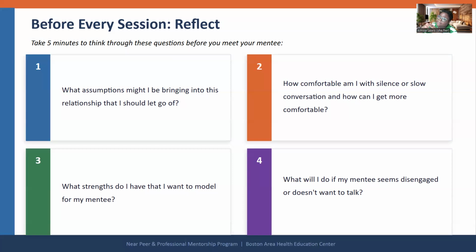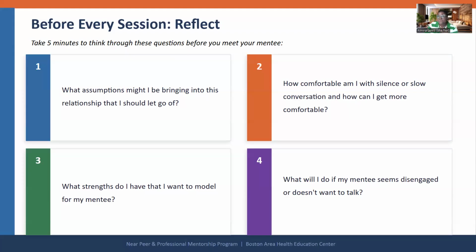Two, how comfortable am I with silence or slow conversation? And how can I get more comfortable? There may be moments of silence in a session where young people have no questions, or don't have anything else to say, or there may be moments where they have a lot to say. Being comfortable with those highs and lows in mentorship will get you a long way.